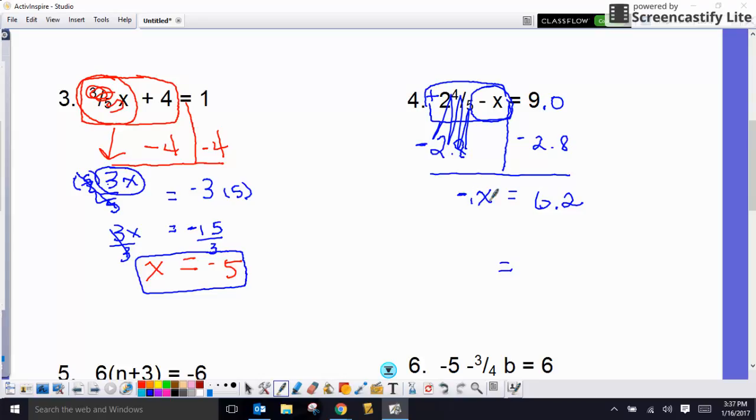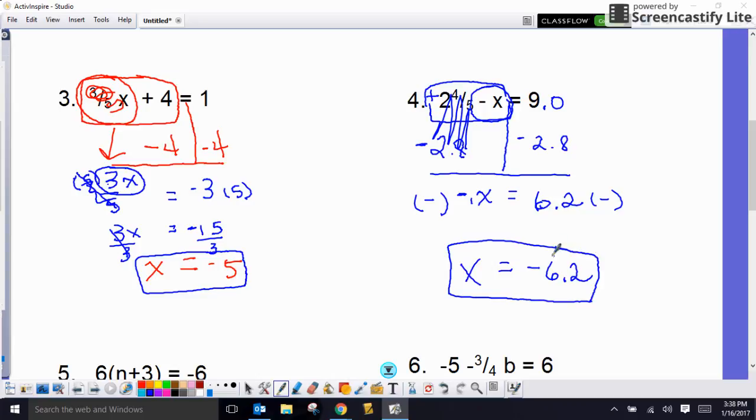And so I have -x equals 6.2. Well, I can't have a -x. So I can multiply by -1 or divide by -1 to make the two negatives. I'm just going to say a negative times a negative is a positive. And I'm going to times this by a negative. 6.2 times a negative is -6.2. Pretty good, right? You holding in there?